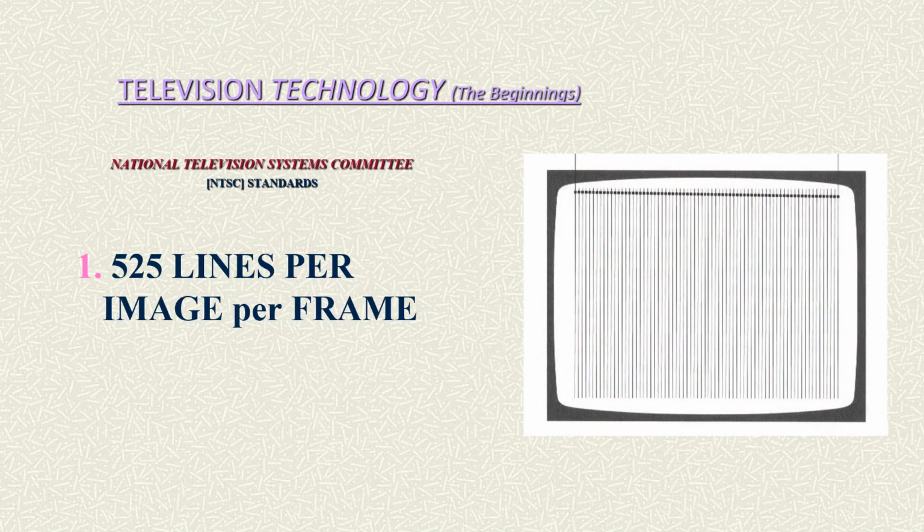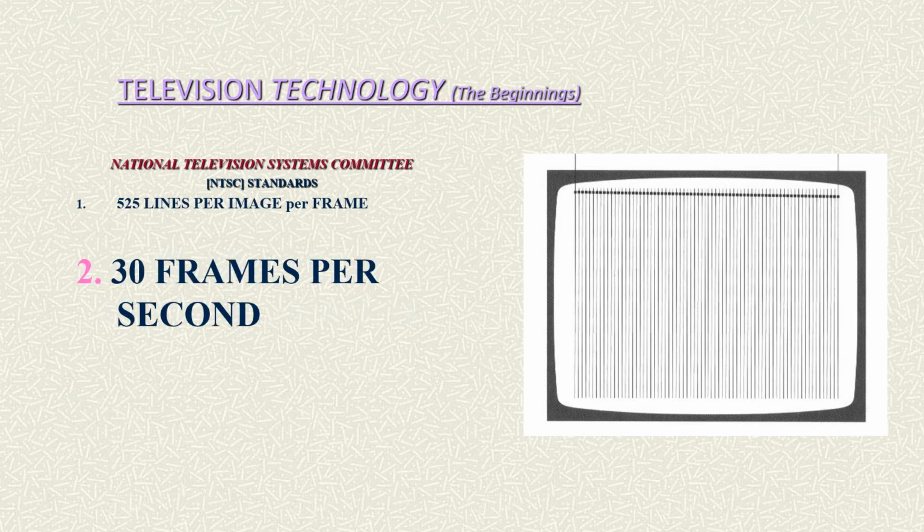What the NTSC came up with was, first, there would be 525 lines per image in each frame. Remember, the frame is the pixel starting up in the top left corner, goes through one line of resolution, then 2 lines, and 3, all the way down to the bottom right corner. So the NTSC determined that there would be 525 lines of resolution per frame. Then they determined that there would be 30 frames per second. So each second of a television image would be divided up into 30 frames of 525 lines per frame.